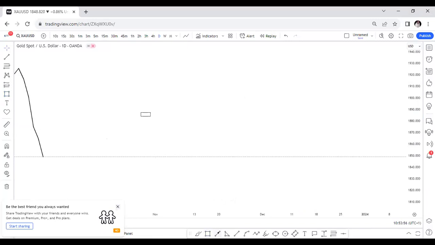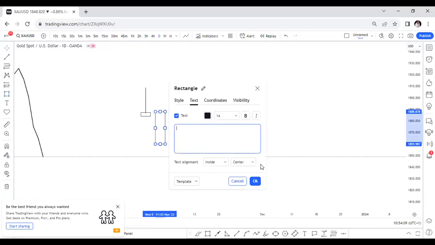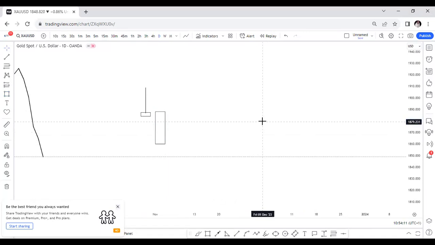So if you have it as this, as a very small body, and you think this is not an engulfing, it's an engulfing. Yeah, you can have it like this.